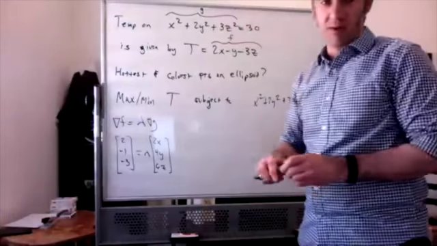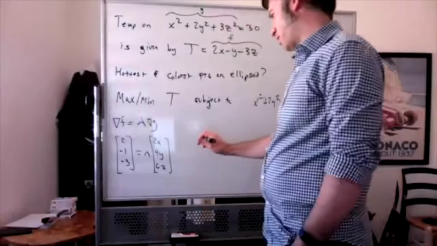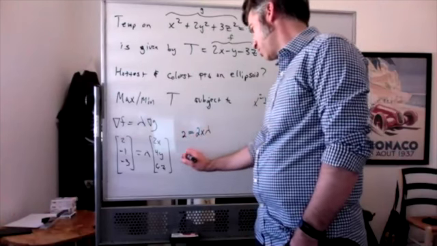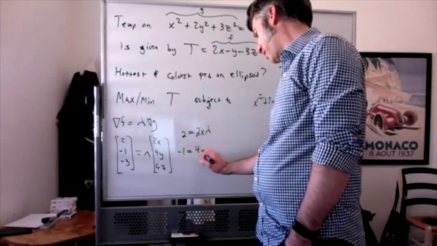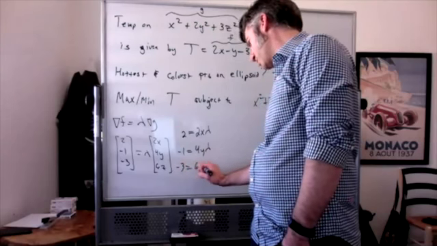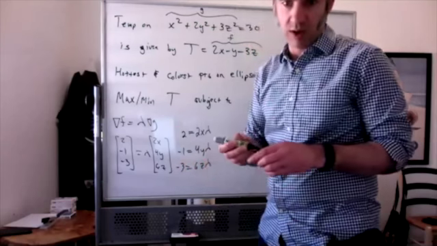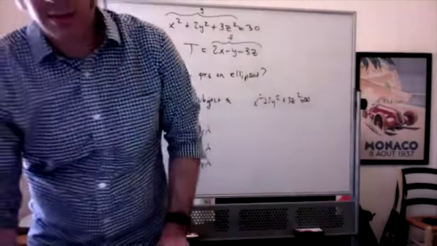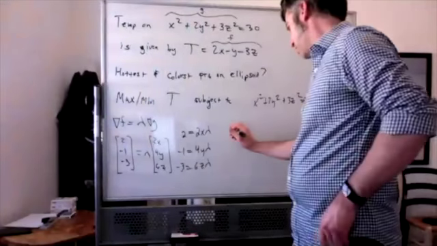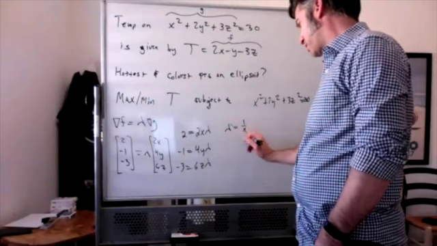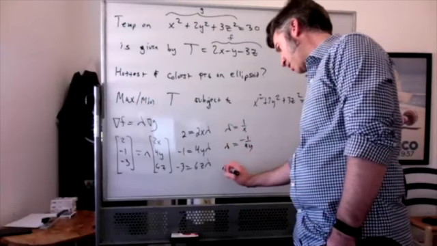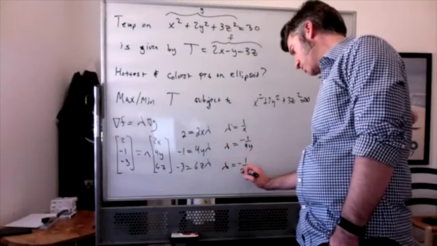So let's try and do the thing where we don't actually solve for lambda. So here's what I've got: 2 equals 2x lambda, -1 equals 4y lambda, and -3 equals 6z lambda. So solving each for lambda, I get lambda equals 1 over x, lambda equals -1 over 4y, and lambda equals -1 over 2z.